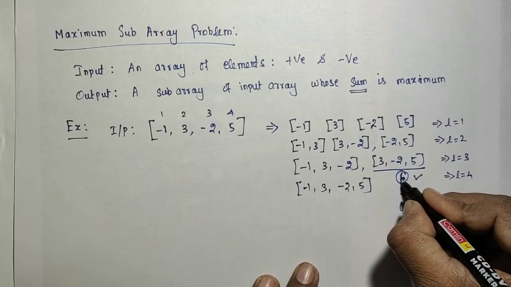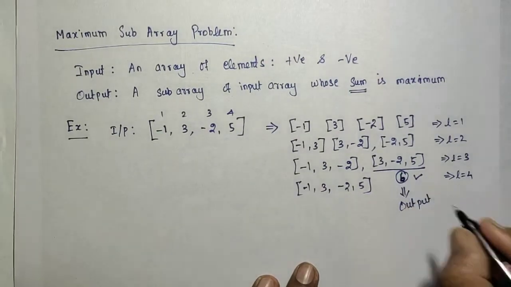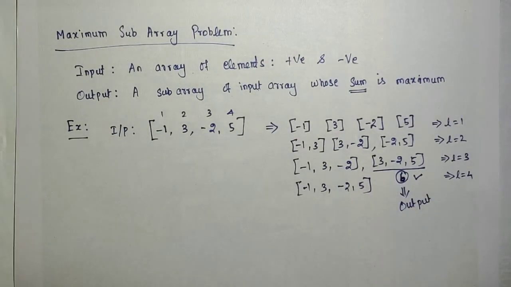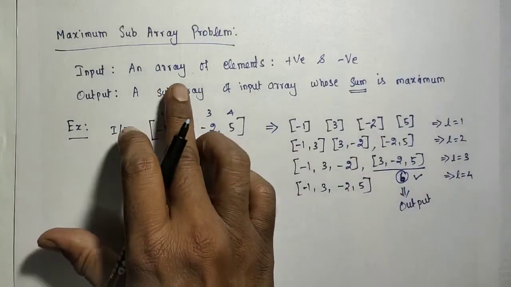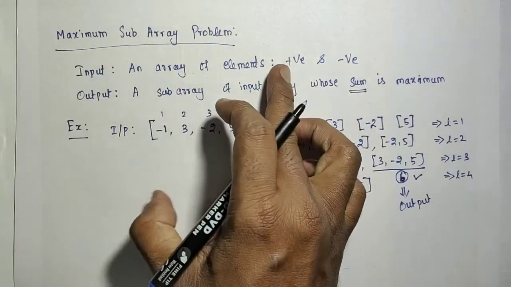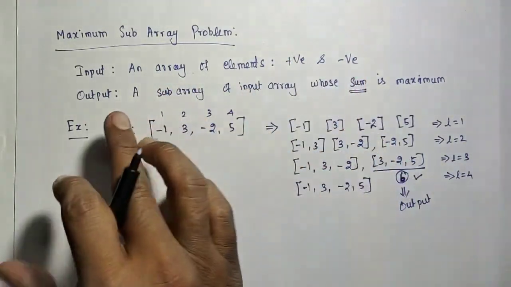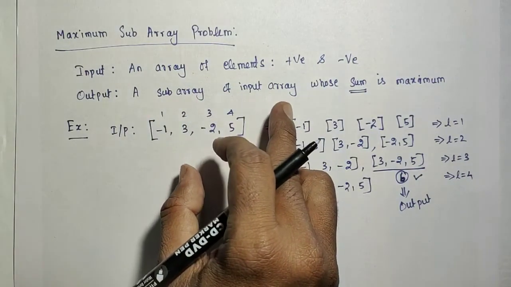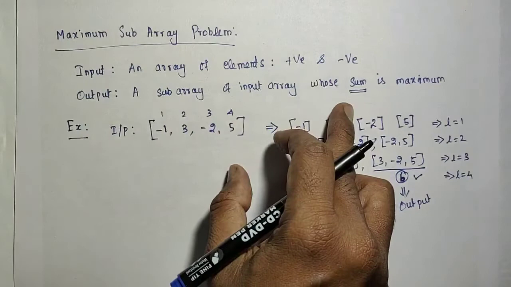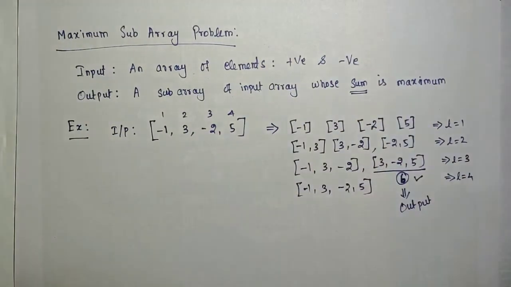With that, sum is what? The 6. Okay, so this is the problem statement. The array is the input, mixed with positive and negative values. We need to return that subarray from the main array whose sum of elements is the maximum.